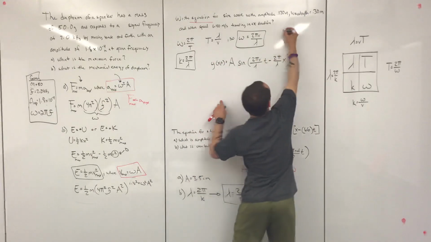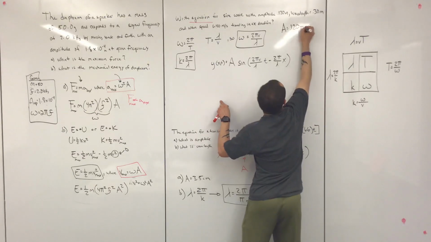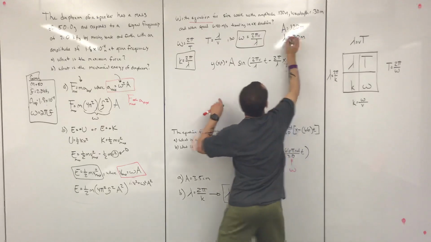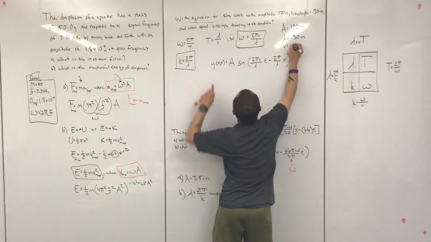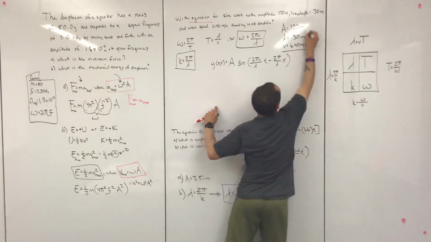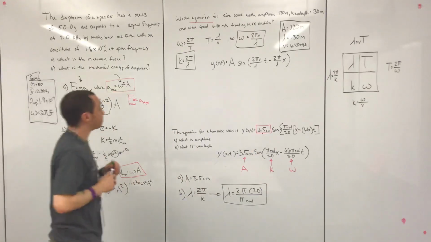I didn't write those down, but we know the amplitude, we were given that, 0.120 meters. We were given the wavelength, which is 0.30 meters. And we're given the wave speed, which is v, velocity, which is 6.40 meters per second. Again, if you don't know, look at the units. The units tell you what the things are.